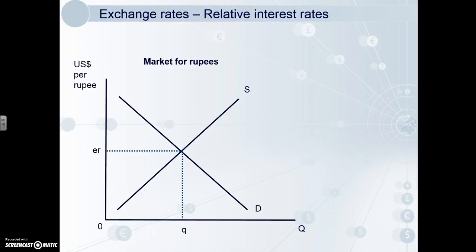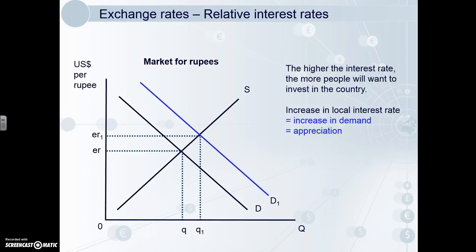Next is relative interest rates. Holders of capital will invest where they can receive higher returns. The higher the interest rate in a country, the higher the return. If the Reserve Bank of India implement contractionary monetary policy, so increasing interest rates, more capital will flow there, seeking the higher return. Therefore, there's an increase in demand for the rupees. People buy rupees to deposit in the financial institutions in India.